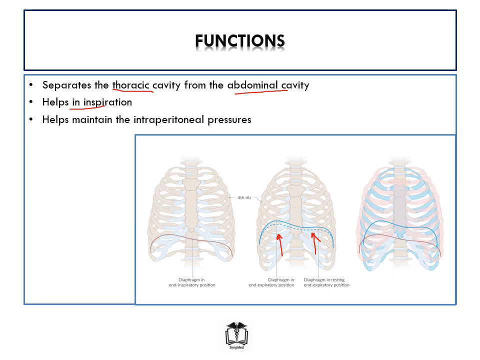The last function of the diaphragm is maintaining intraperitoneal pressure. So, when we inspire or expire, pressures within the abdominal cavity will change, and that tends to assist in a number of functions, especially when we strain or when we carry out abdominal related activities. So, the diaphragm is involved in changing intraperitoneal pressures.